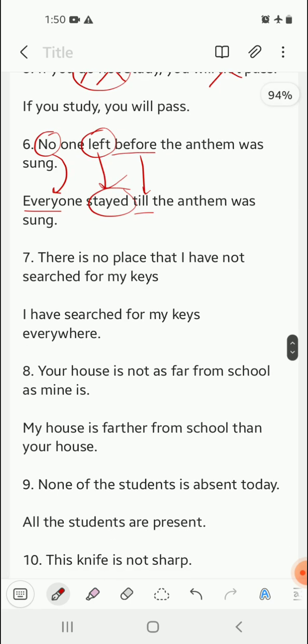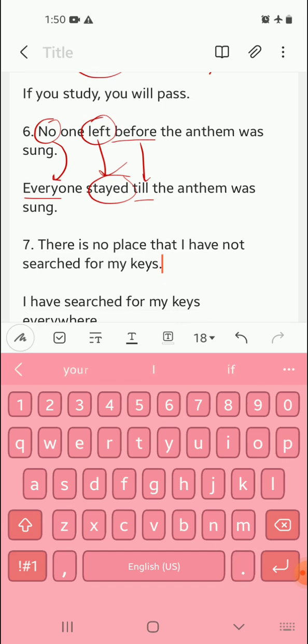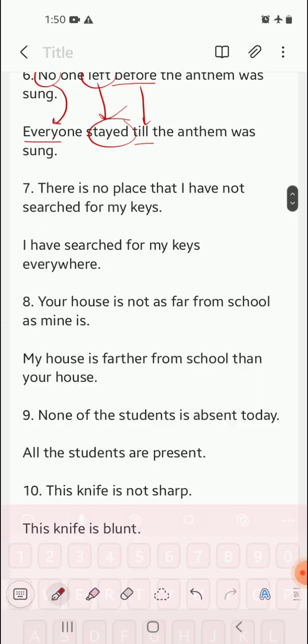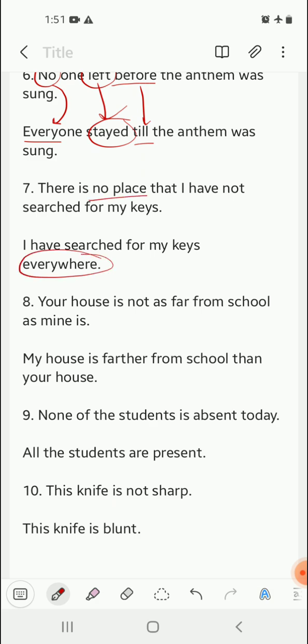Number seven, there is no place that I have not searched for my keys, which means that I've searched for my keys in every place. So I will write I have searched for my keys everywhere. So "no place" becomes "everywhere".